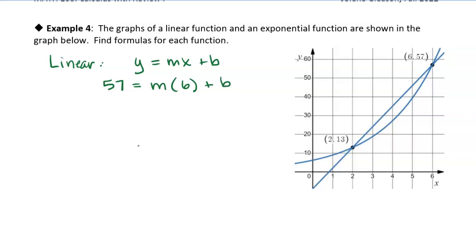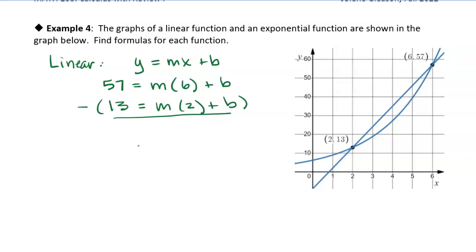So I get 57 is equal to, I could rewrite this as 6m plus b. And I'm going to do the same thing with the other point. I know that y is equal to 13 when x is equal to 2. So now I have 2 equations and the 2 unknowns, m and b, that I need to find in order to get the equation for that line. I'm going to use elimination here because I have plus b in both of those. If I take this second equation and subtract it from the first, then I'll be able to eliminate b.